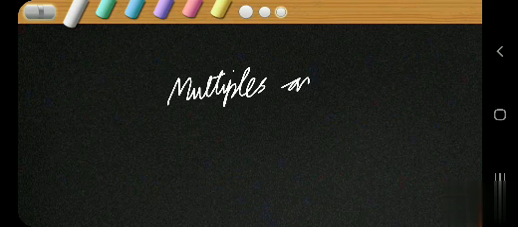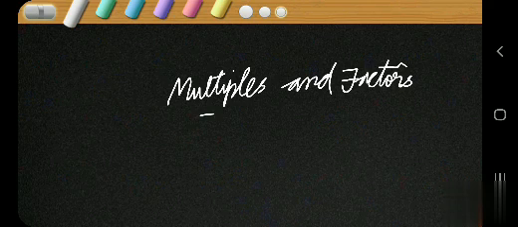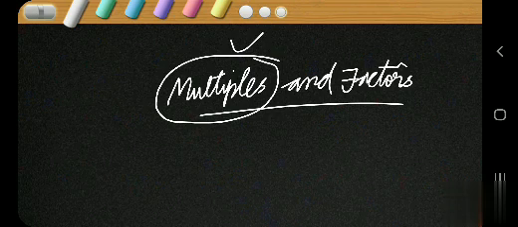Now let's begin our sixth lesson, multiples and factors. Don't write, just listen carefully. The name of the lesson is multiples and factors. Okay, now let's discuss the multiples first.